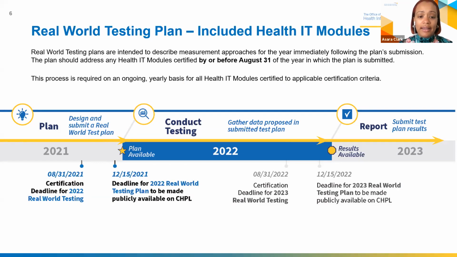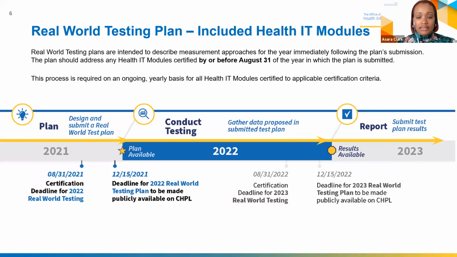So you'll see here on this timeline where we are addressing 2022 real-world testing. That's the first year that real-world testing is required. And so plans are due this year because you submit those plans in advance, right? And so any health IT modules that have the applicable certification criteria included within the scope of their certification that have completed certification by or before August 31st, a couple months ago, of 2021, you should be working on, or have maybe already developed, a real-world testing plan for 2022. All right, so that is how this works.